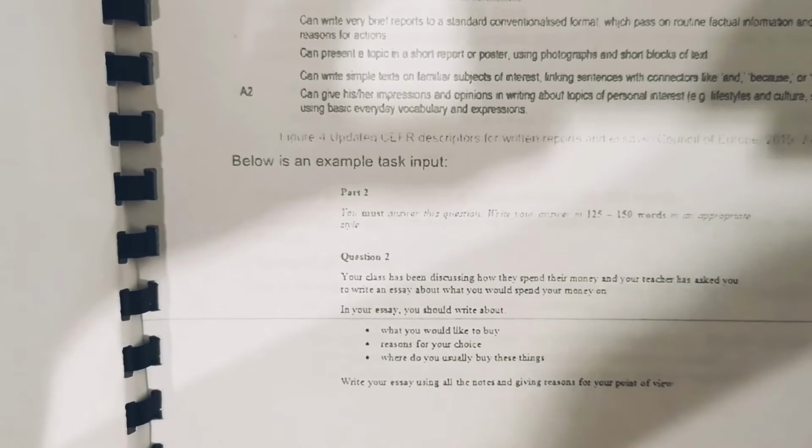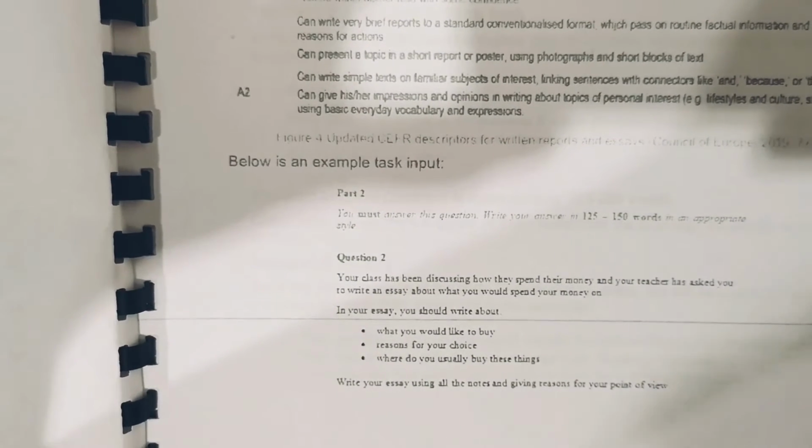Your class has been discussing how they spend their money, and your teacher has asked you to write an essay about what you would spend your money on. Okay, since we have done this in class before, and you have also done it in our WhatsApp group, just revise it a little bit. Okay, so in your essay you should write about what you would like to buy, reasons for your choice, where you usually buy these things, and write your essay using all the notes and giving reasons for your point of view.